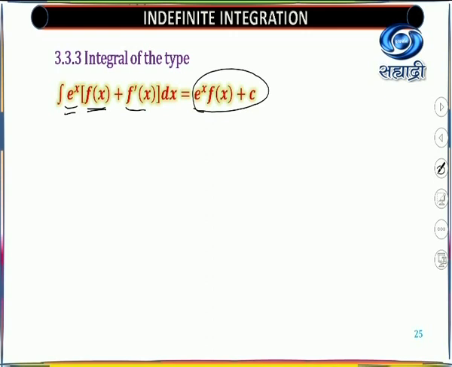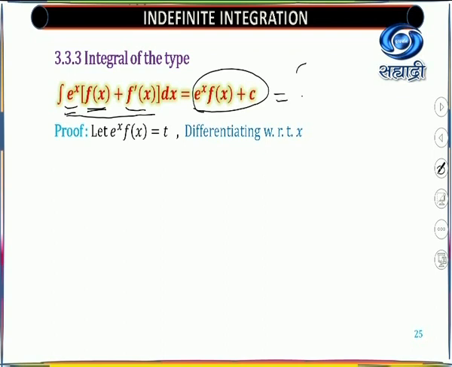So how you are getting that, we'll find out. This is nothing but substitute e raised to x f(x) equal to t. That means you need to multiply here. So what you will get here is the integral of e raised to x f(x) plus e raised to x f dash x, and you know that you are using the derivative rule.